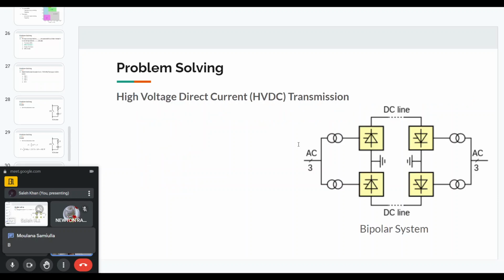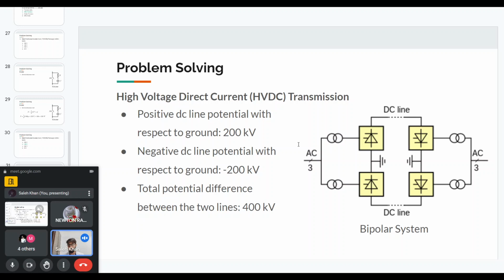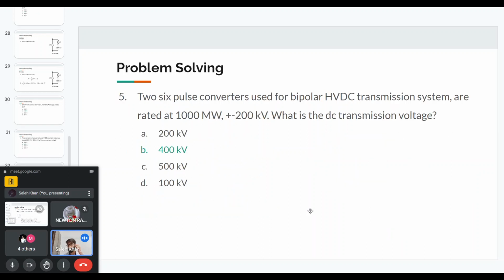Okay, so the first converter, basically the positive DC line terminal will be 200 kilovolt with respect to ground, and the negative DC line potential will be minus 200 kilovolt with respect to ground. So the overall DC transmission is between plus 200 kilovolt and minus 200 kilovolt. So it is 400 kilovolt in total. That is the overall DC transmission voltage. So the answer is B, 400 kilovolt.